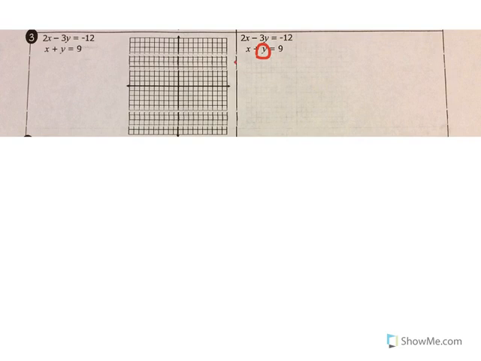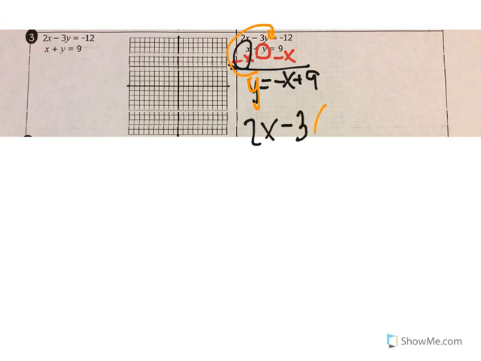In order to do that, I need to subtract x from both sides, and I end up with y equals negative x plus 9. Now, with the information that I just found, I can take this y, I'm going to make y orange, and plug it into that first equation. So instead of writing 2x minus 3y, I'm going to write 2x minus 3 times the quantity of negative x plus 9 equals negative 12.